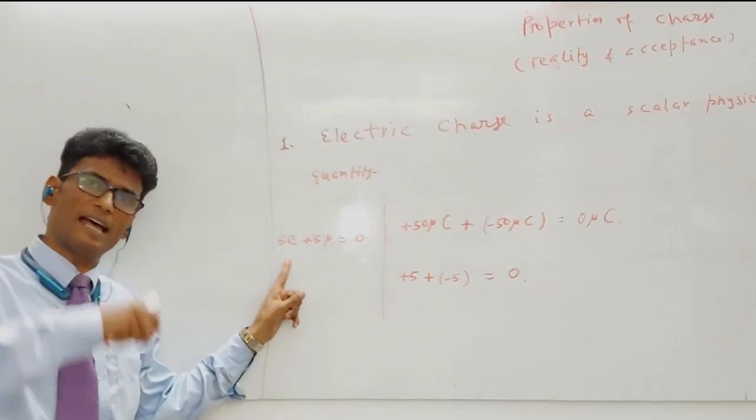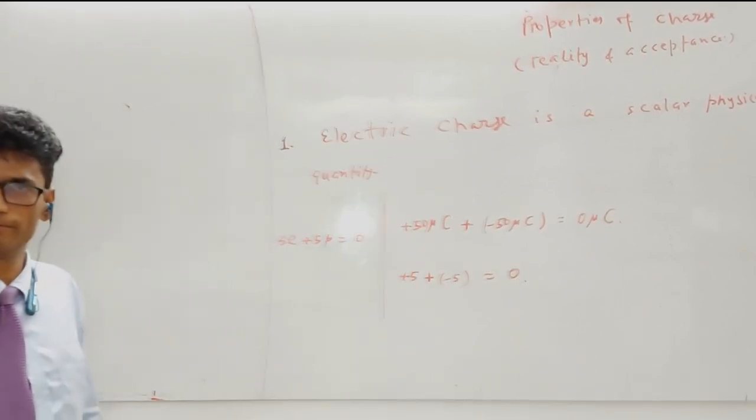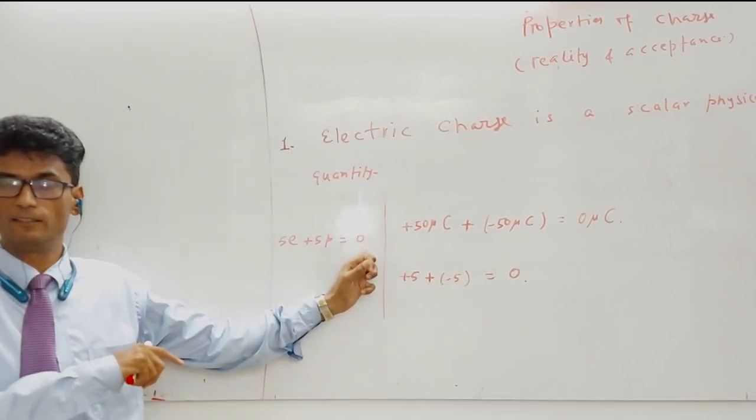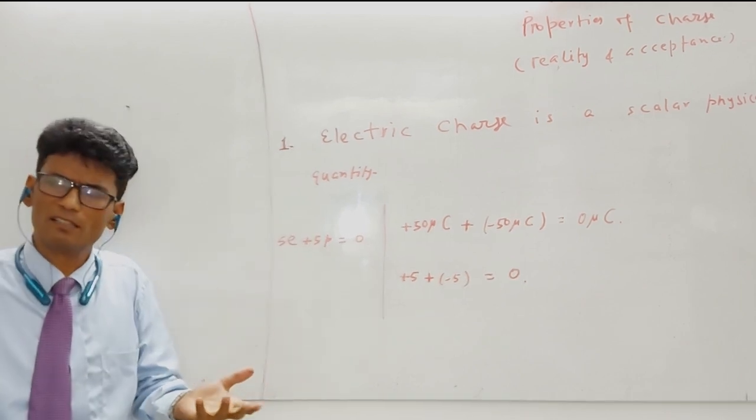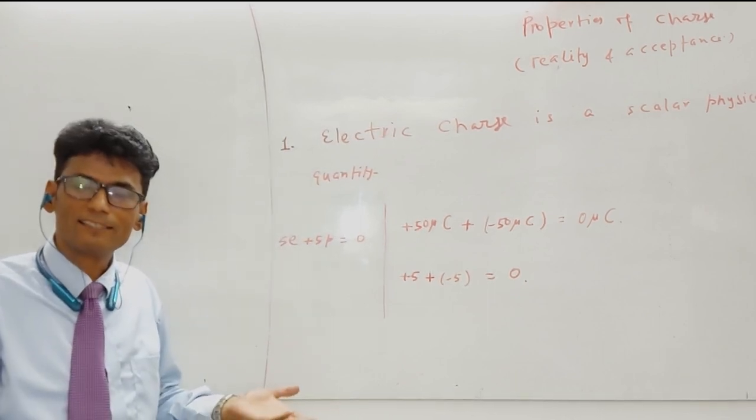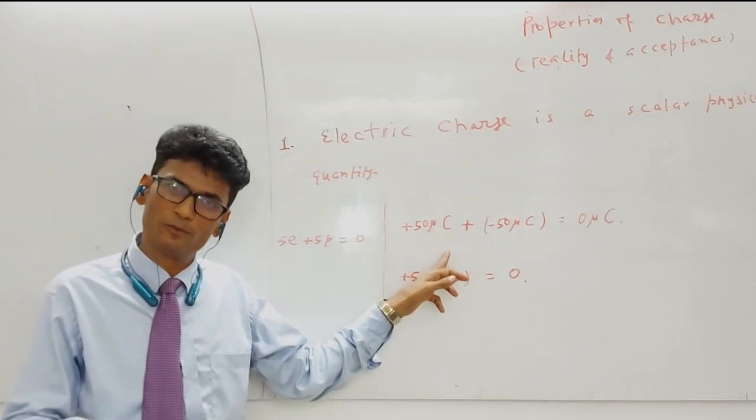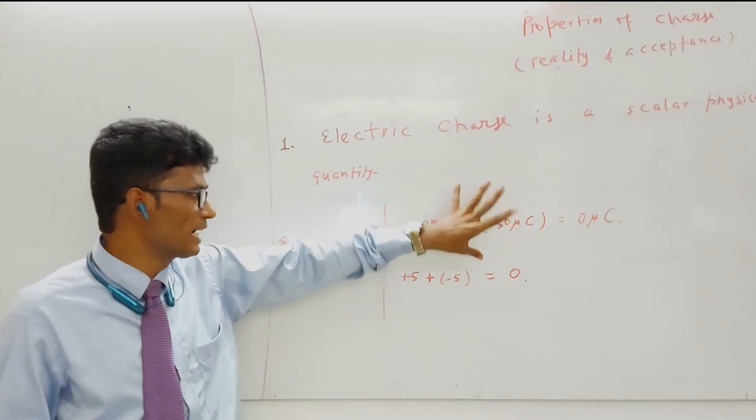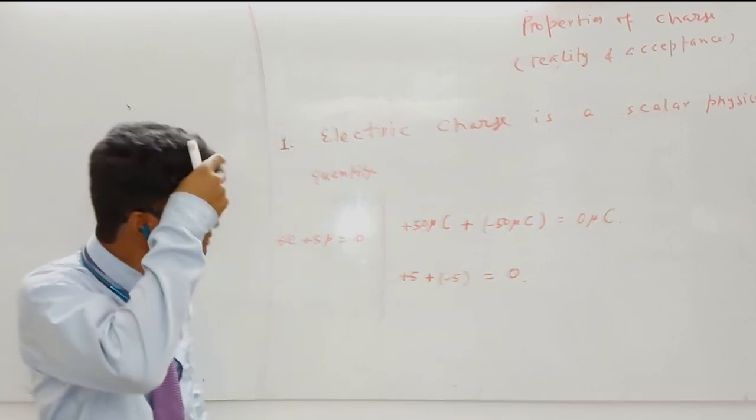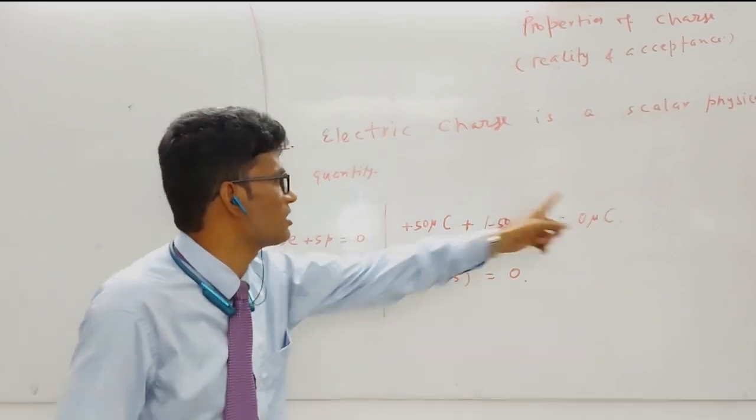The body still has 5 electron and 5 proton, but 0 is written on the basis of neutrality. Nothing has been exhausted. Nothing has disappeared. Nothing has been lost. Still, there are 5 electron and 5 proton. Here also, the body still has that much charge. 0 is on the basis of neutrality. So this is the reality, and this is the acceptance: 0, 0, 0.